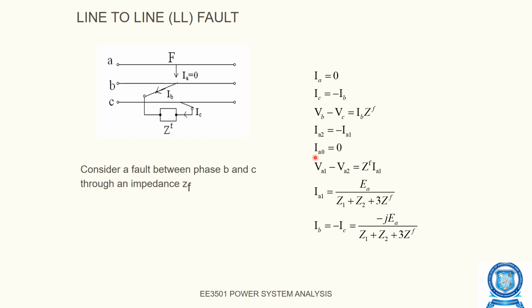So now I am substituting these values. VA1 minus VA2 is equal to ZF into IA1. So IA1 is equal to EA divided by Z1 plus Z2 plus 3 ZF. And from this, IB is equal to minus IC, which is equal to minus jEA divided by Z1 plus Z2 plus 3 ZF. This is the fault current. So IF, which is equal to IB, which is equal to minus IC. That is what we need.